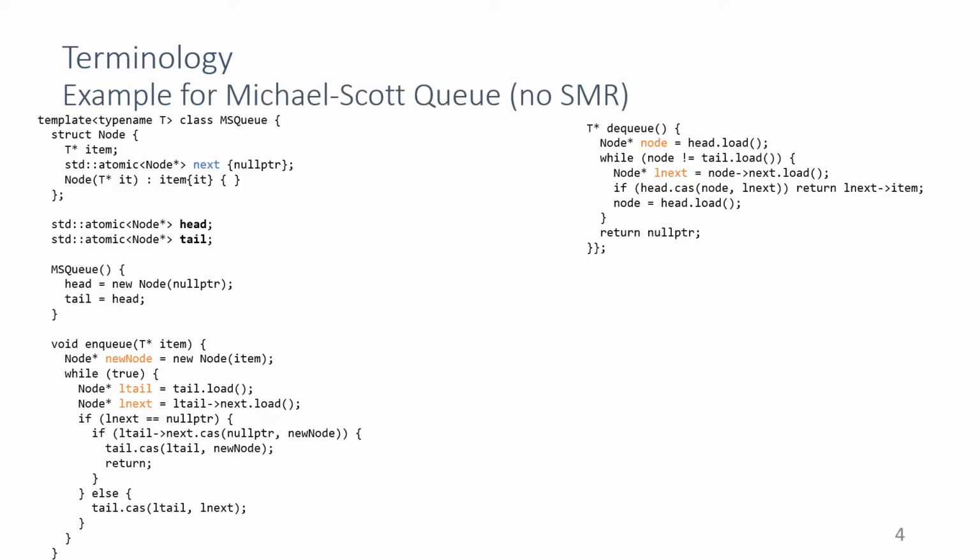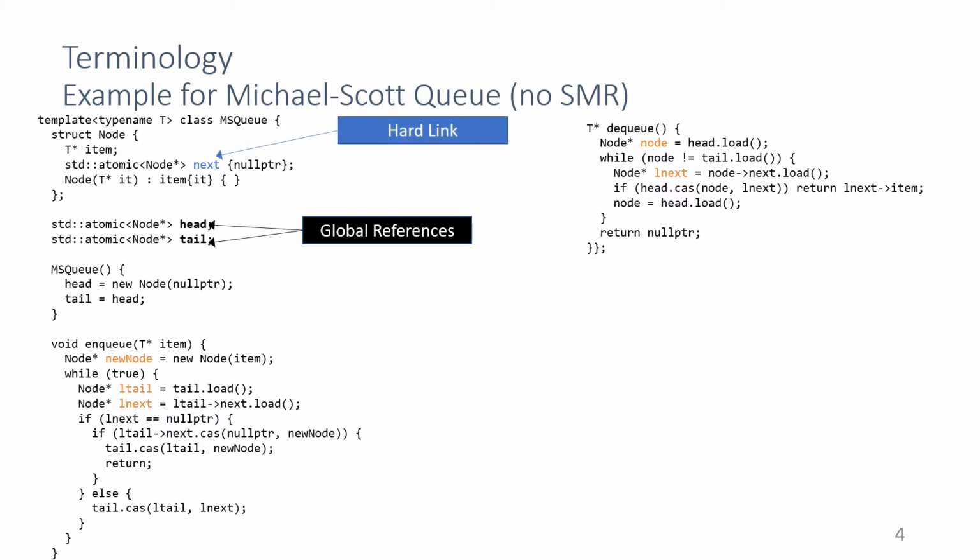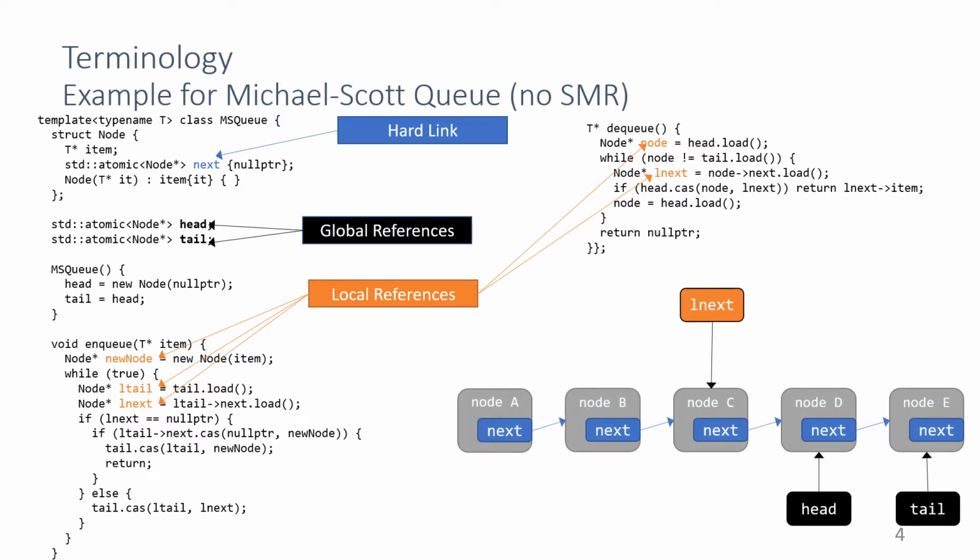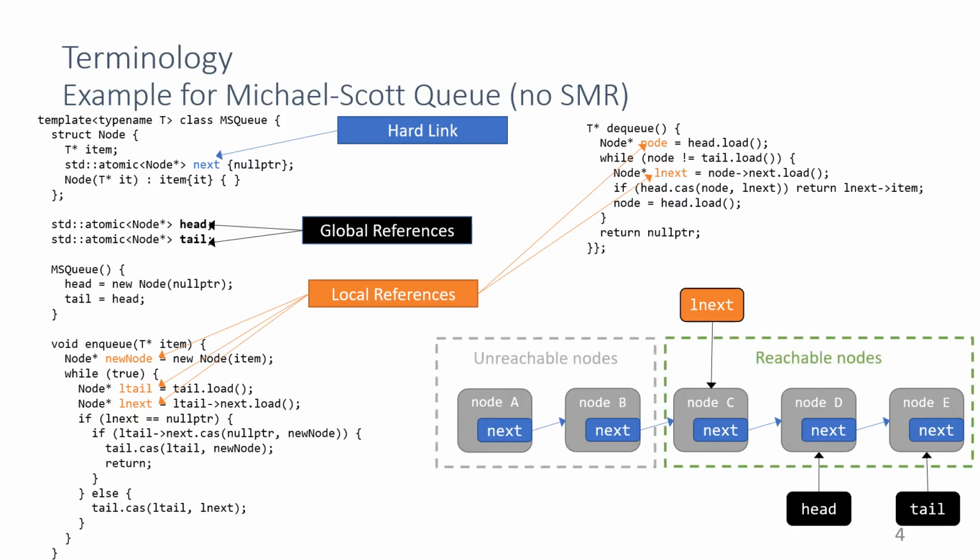Here is the code for Michael and Scott lock-free queue, where we can see the global references, the hard link, and the local references. An example where we have multiple nodes inserted in the queue. We can see that C, D, and E are reachable nodes, but A and B can be later deleted.